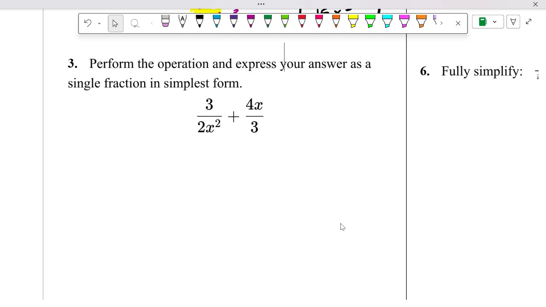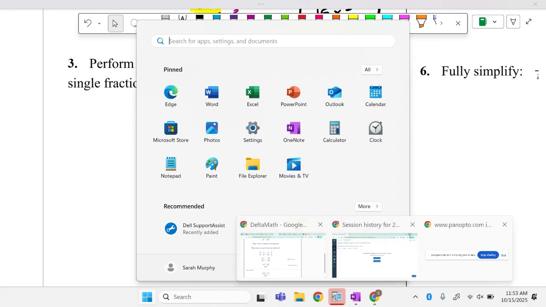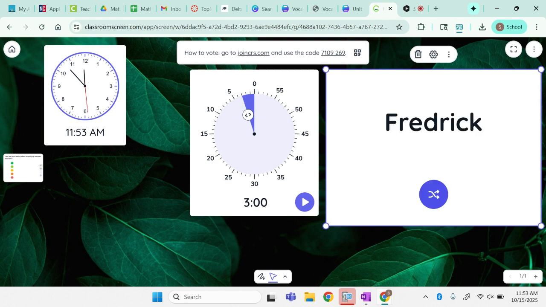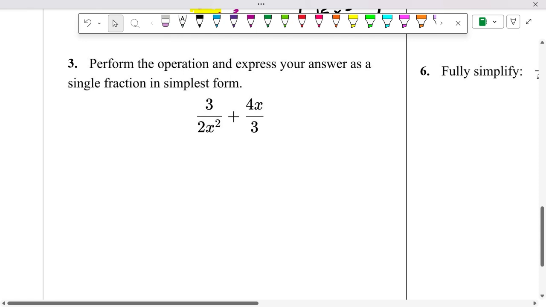Alright guys, it looks like most of y'all are pretty much done, so I'm gonna go ahead and call it. Alright. So walk me through it. So let's go with Frederick. So Frederick, first off, what's my common denominator?